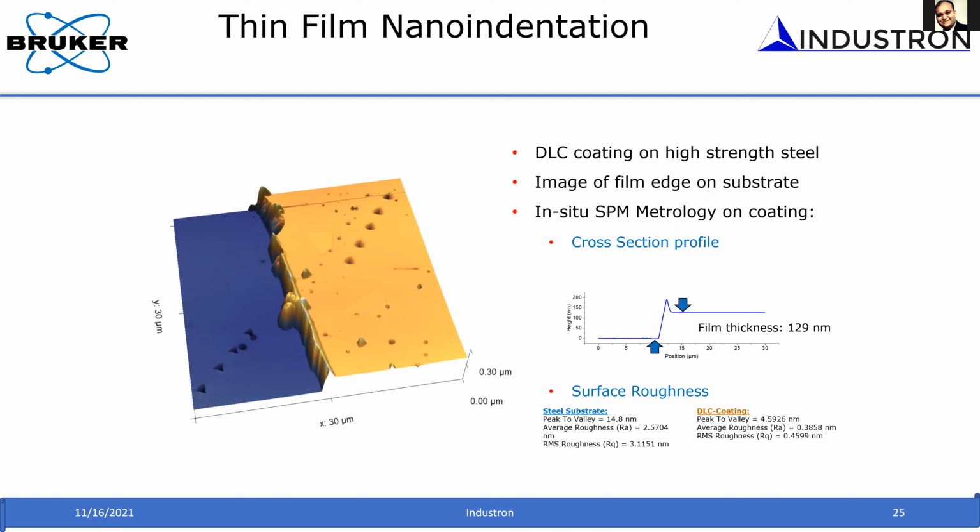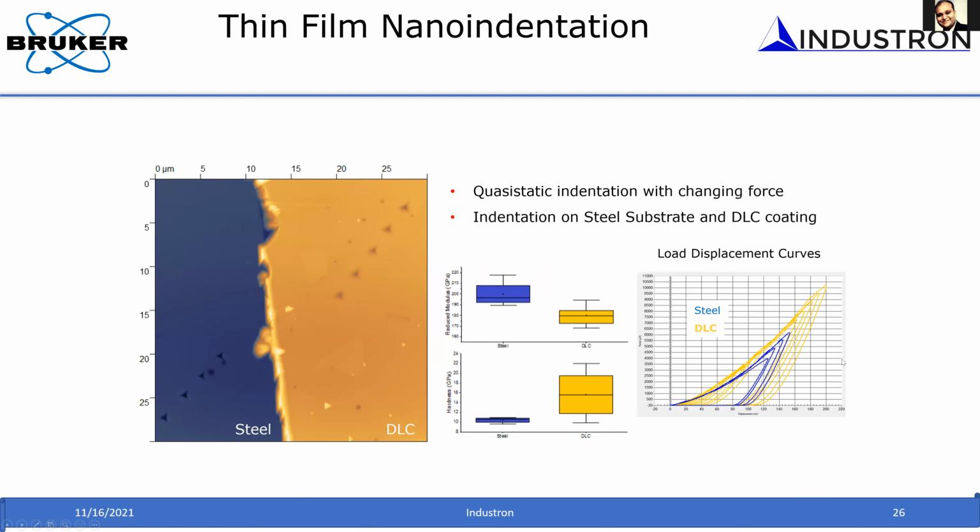Okay, so this is a particular example. This is a diamond-like carbon thin film on a steel substrate, and this image is generated through SPM imaging. From the image, you can get the thickness of this thin film on the surface, which is about 129 nanometers. And then you can position at different positions from the substrate to the thin film and make a measurement. You can do these load displacement curve measurements, and then from that, you can calculate the hardness and modulus.